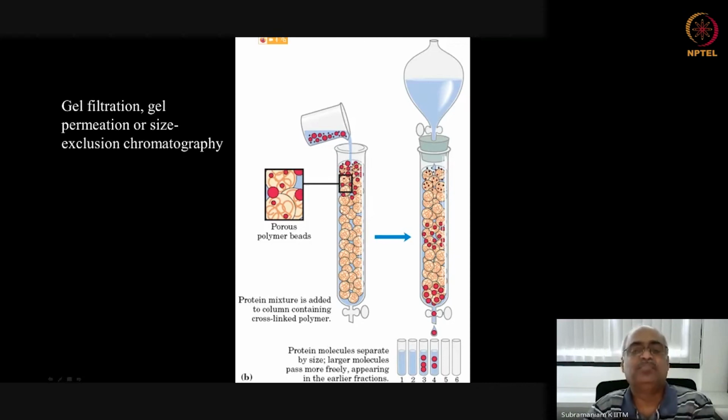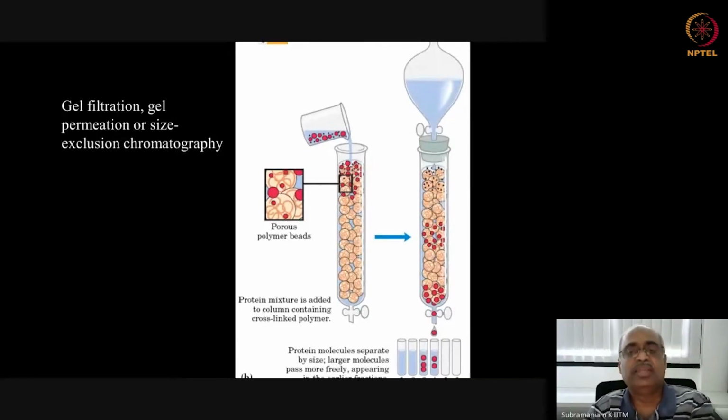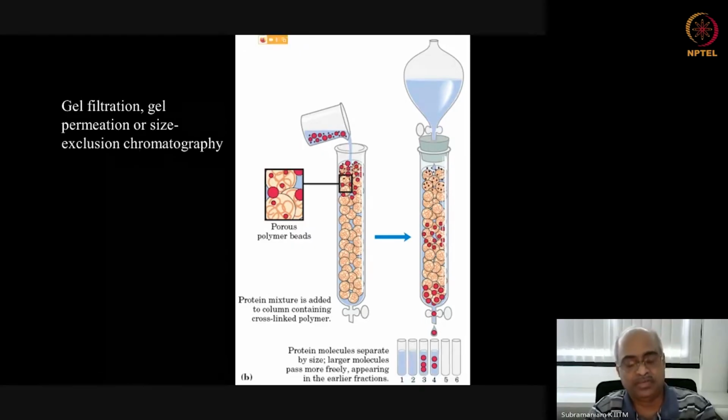When you pack them in a column, you will have each of these beads having pores, and a protein molecule that can readily enter the pore, meaning its diameter is smaller than the pore size, will go into the pores and then come out. It will keep repeating that process from top to bottom of the chromatographic column. While a protein like this big red one, whose diameter is bigger than the pore size, will not be able to enter the pore. As a result, it will prefer only the mobile phase and will continuously go through it. It partitions better with the mobile phase; its partition coefficient for the mobile phase is higher than for the solid phase.